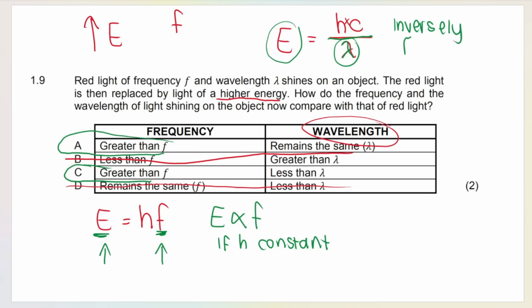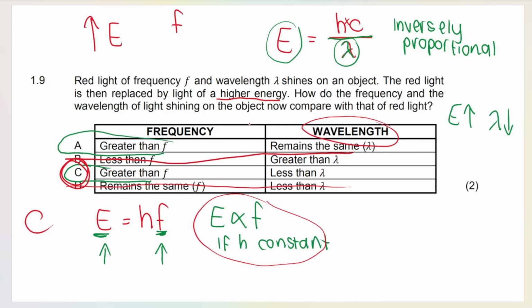Now, what does inversely proportional mean? It means that if one goes up, the other one goes down. So if energy went up, it means that wavelength must have gone down, which means that our answer is C. C is our answer because remember, the frequency is greater than, energy went up, so frequency went up because those are directly proportional, and the wavelength went down because if energy goes up, wavelength goes down because they are inversely proportional, which means they do opposite things.